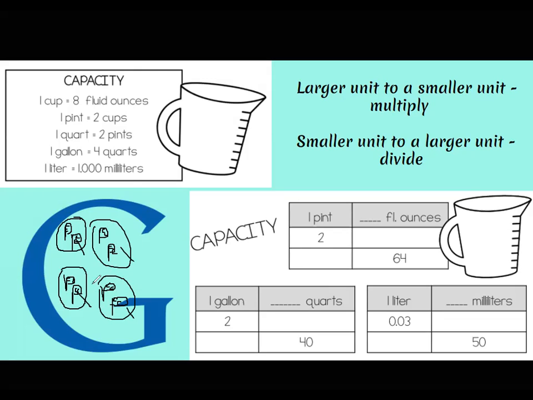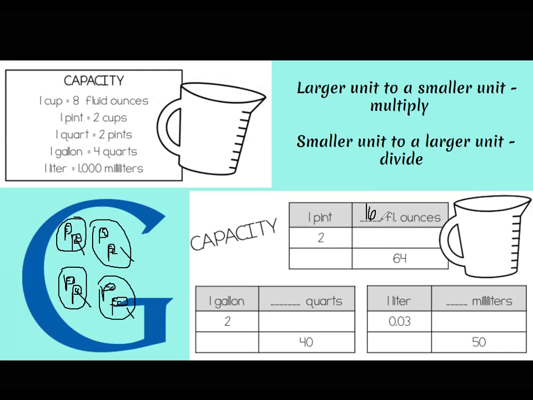So this is a helpful tool that you could draw yourself in order to help you remember your measurements of a gallon. So if we look over here at our capacity chart, we have 1 pint is equal to blank fluid ounces. Well, if I come over here to this information, it tells me that 1 cup is 8 fluid ounces, and 1 pint is equal to 2 cups. So 2 cups would be equal to 8 times 2, or 16 fluid ounces.